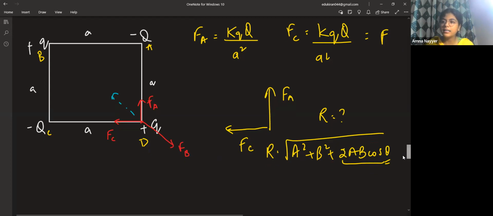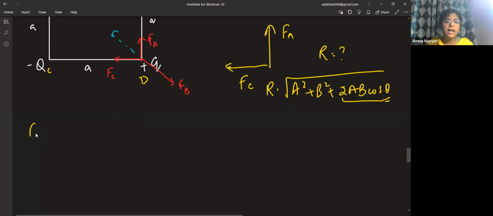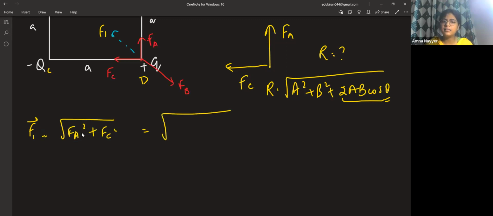So when this entire term becomes 0, our resultant, let's say this force is F1, will become the square root of FA square plus FC square. Let's write their magnitudes as the same, F square only, because both the magnitudes are the same. That becomes the square root of 2F square, which is F root 2. This is the value of it, and we can substitute F as K capital Q small q divided by A square. This part we have obtained.